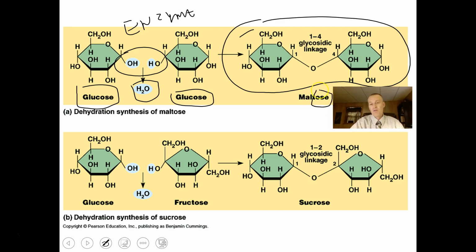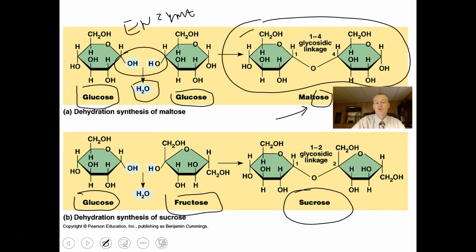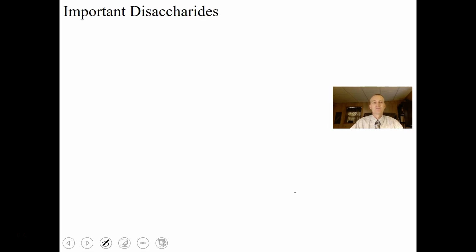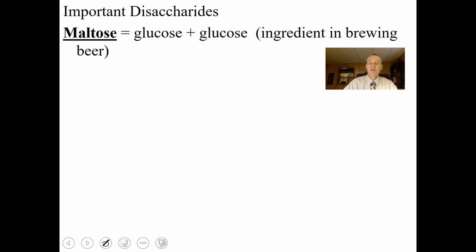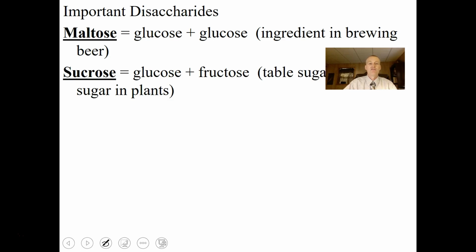Now remember that suffix right there means sugar. So if we took glucose and fructose and stuck those together, we can form sucrose, and glucose and galactose will form the milk sugar called lactose. Important disaccharides for our purposes will be maltose. This is glucose and glucose, and this is an ingredient that we used in brewing beer. It's the sugar we feed the yeast in order to actually cause ethanol to be formed.